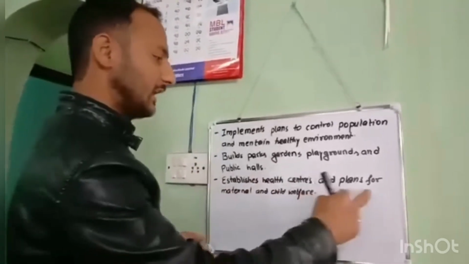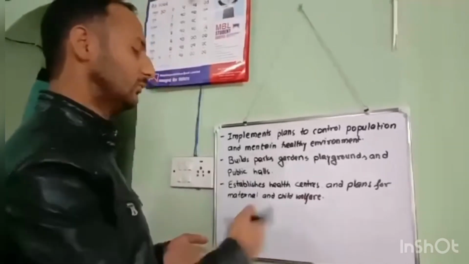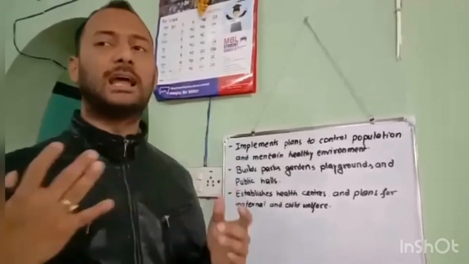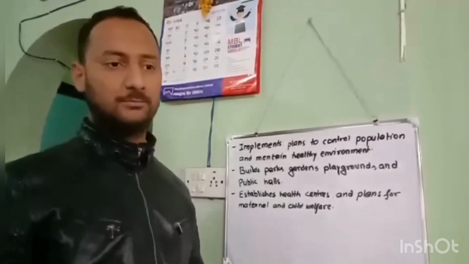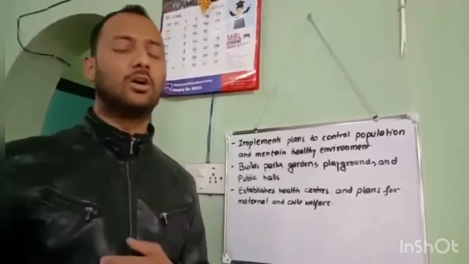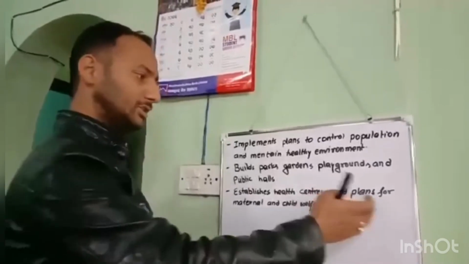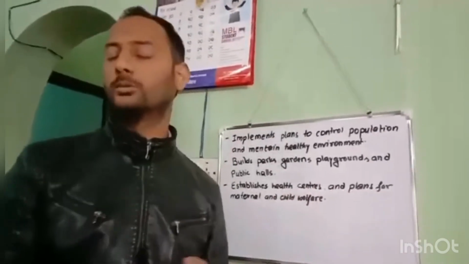Establish health centers and plan for maternal and child welfare to provide health facilities. As we know, many people are not getting proper health facilities, so they are dying untimely. And for the children also, to provide vaccination programs.